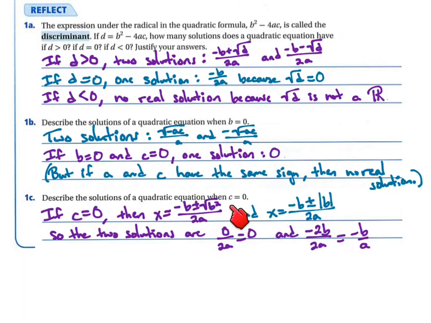That minus AC, right? Over 2a. Well, what's the square root of b squared? It's going to be just the absolute value of b. So then what we have is x equals negative b plus or minus b over 2a. So the two solutions are 0 over 2a, which is 0, or if we subtract b, then we have negative 2b over 2a, which is negative b over a.